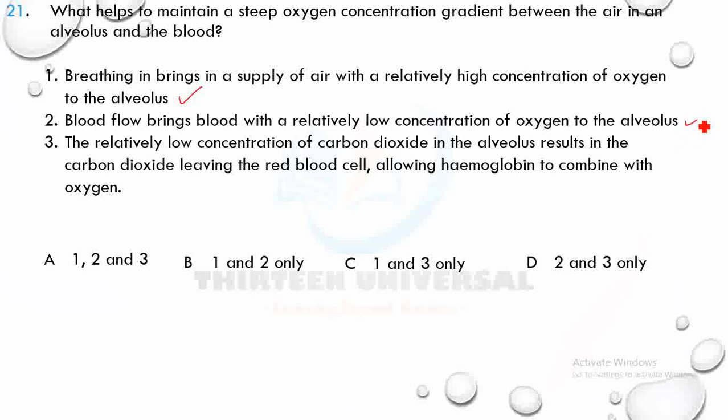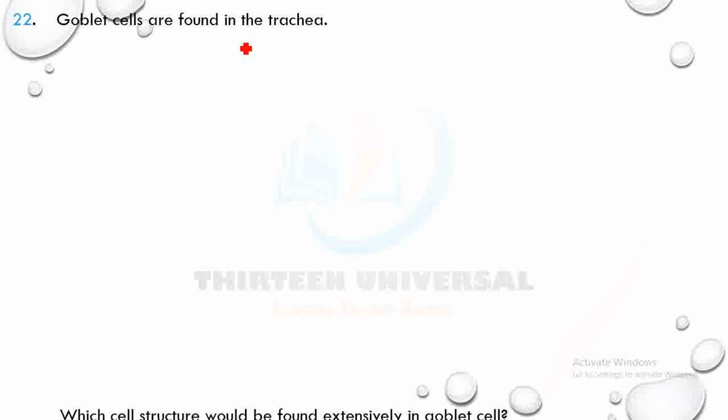This is right. Now, 3 says a relatively low concentration of carbon dioxide in the alveolus results in the carbon dioxide leaving red blood cells, allowing hemoglobin to combine with oxygen. Yes, so it diffuses down the concentration gradient. That's A.